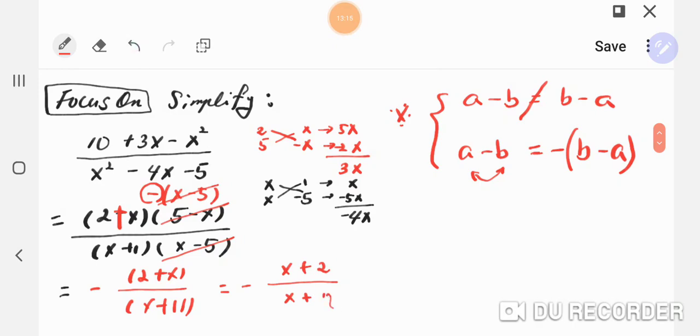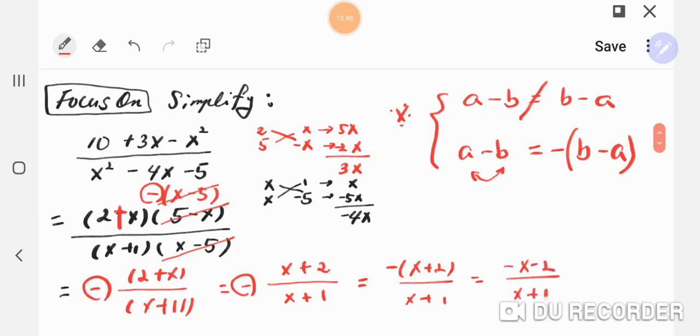Or we have a negative sign in the front, so you can move the negative sign to the numerator. Then the whole numerator will be multiplied by negative, so that this will be equal to negative x minus 2. This is important. You must multiply the whole numerator, all the terms in the numerator, by negative. So negative x minus 2.